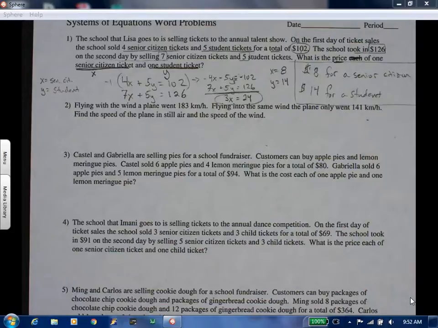So we're assuming that the wind is directly behind the plane. So that means however fast the plane is going, the wind is pushing it that much further. So if the plane's going 200 miles an hour, the wind is blowing at 60 miles an hour, we're going to assume that the plane, relative to the ground, is going 260.